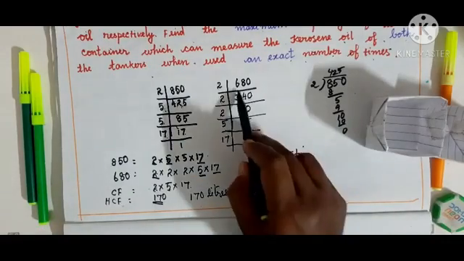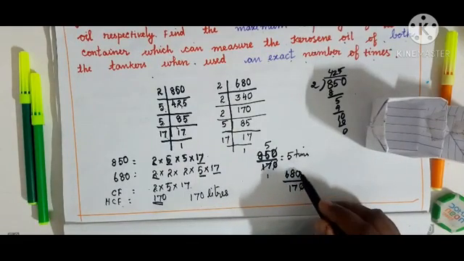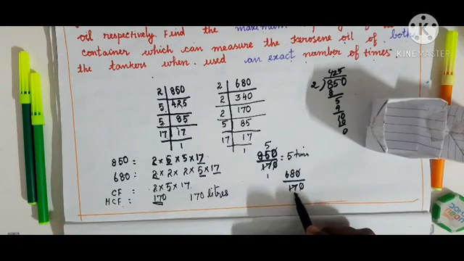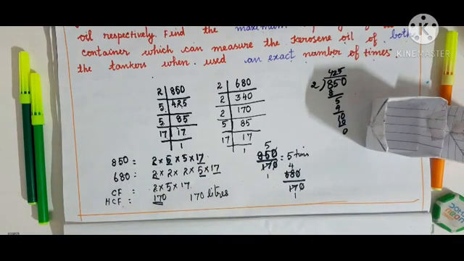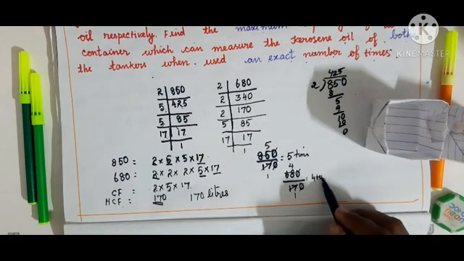Next you want to know for 680. 680 divided by 170. So what will happen? You cancel. So 17 ones are 17. 17 fours are 68. That will become 4 times.